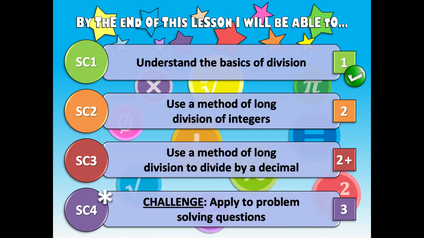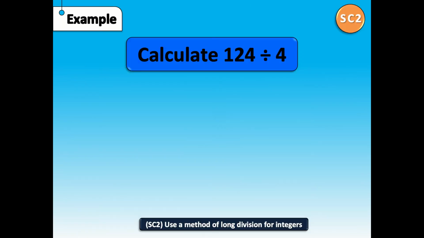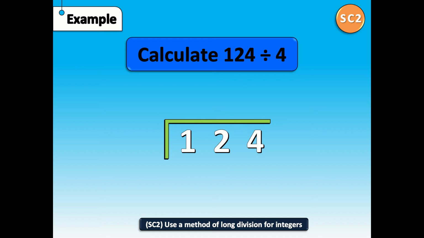And now we've completed success criteria 1. So now we're going to move on to number 2, and this is to use a method of long division for integers. So if we want to calculate 124 divided by 4, we need to use what we call the bus stop method, which looks like this. We put 4 on the outside because we're dividing by 4, and 124 goes underneath the bus stop.